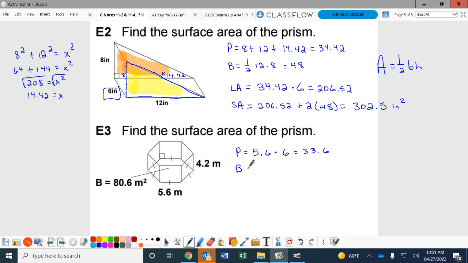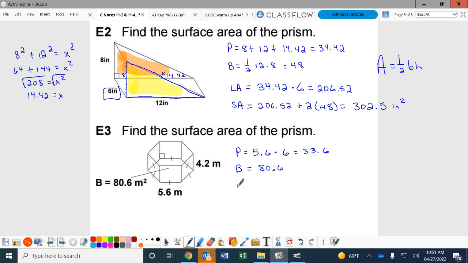Okay, here we go. Area of the base. Look at me. They did it for you on this one. If they do it for you, don't do it again. Do you see they already gave you the area of the base right here? So it's going to be 80.6. You will have to find it sometimes, and we're going to do it in a minute, but on this one they gave it to you.